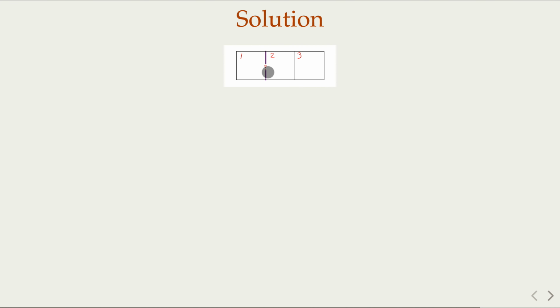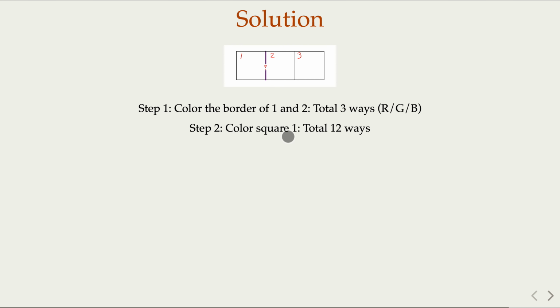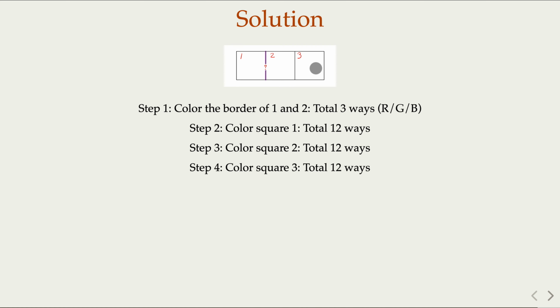So we claim that we're going to first color the shared side, the border between squares 1 and 2. Let's pick a color. There are 3 different choices I can make, either RGB. Once that side is fixed, I can color square number 1 in 12 different ways to make it colorful. Once I do that, I color square number 2 in 12 different ways, and square number 3 in 12 different ways. So the total is 5,184 ways. That's the final answer.